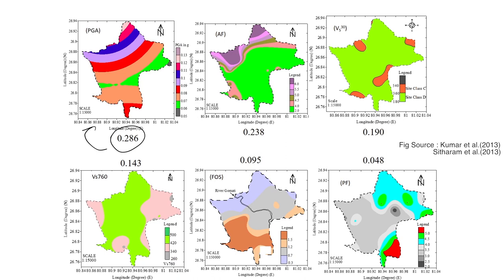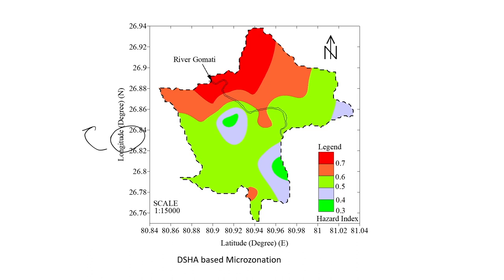If we add up all those contributions, 0.286, 0.238, 0.190, 0.143, 0.095 and 0.048, it sums up to 1. That means we have taken the contribution from each of these thematic layers, and the total contribution is 100%. Out of that, 28.6% comes from bedrock PGA, 23.8% from amplification, and so on. Adding these up, we get the microzonation map, which is in terms of hazard values.